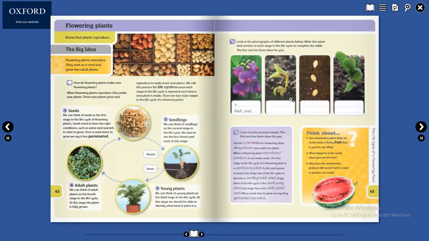So, three pictures you have, 1, 2, and 3. Who will tell me which stage is it? What is this stage? Seedling, or young plant? Seedling. Very nice. Number 2. So you will write here number 2 and write here seedling.